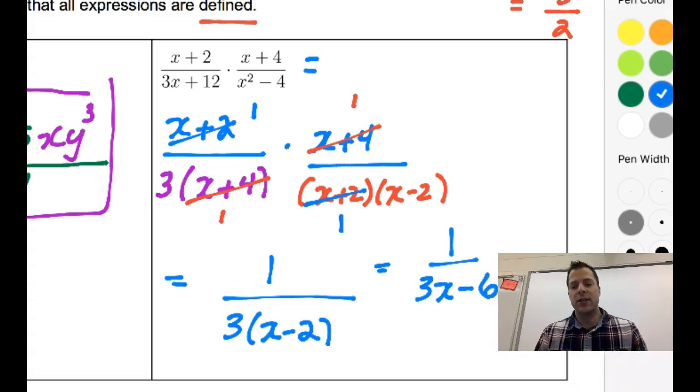Okay, so that's going to do it for multiplication in example 1. I'm going to go ahead and pause there, and we're going to pick up with example 2 with division.